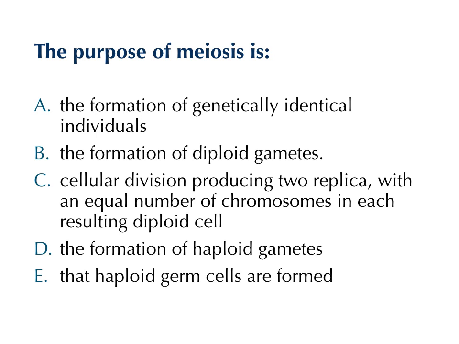The purpose of meiosis is which of the following? The formation of genetically identical individuals, the formation of diploid gametes, cellular division producing 2 replicas, each with an equal number of chromosomes in each resulting diploid cell, the formation of haploid gametes, or that haploid germ cells are formed. And of course, the purpose of meiosis is ultimately to form haploid gametes. And don't confuse that with germ cells. Germ cells are diploid, and they're the precursor cells that form the gametes.